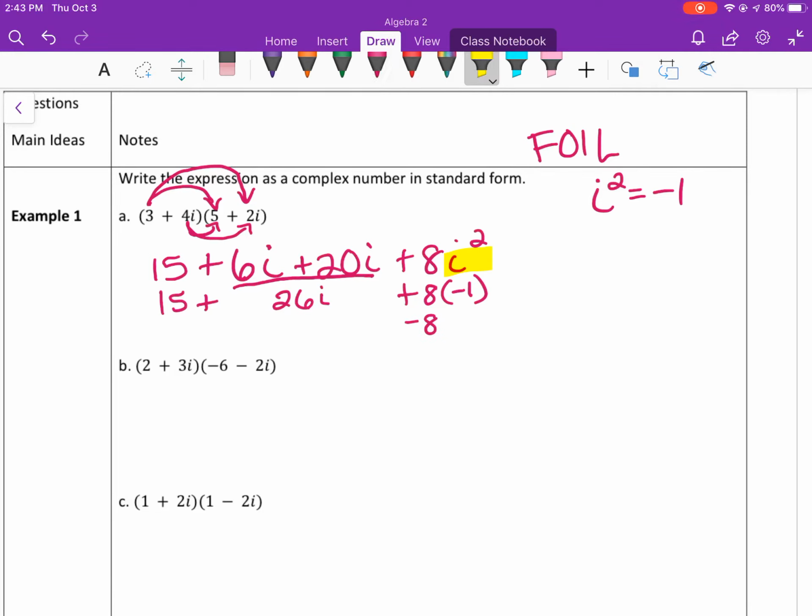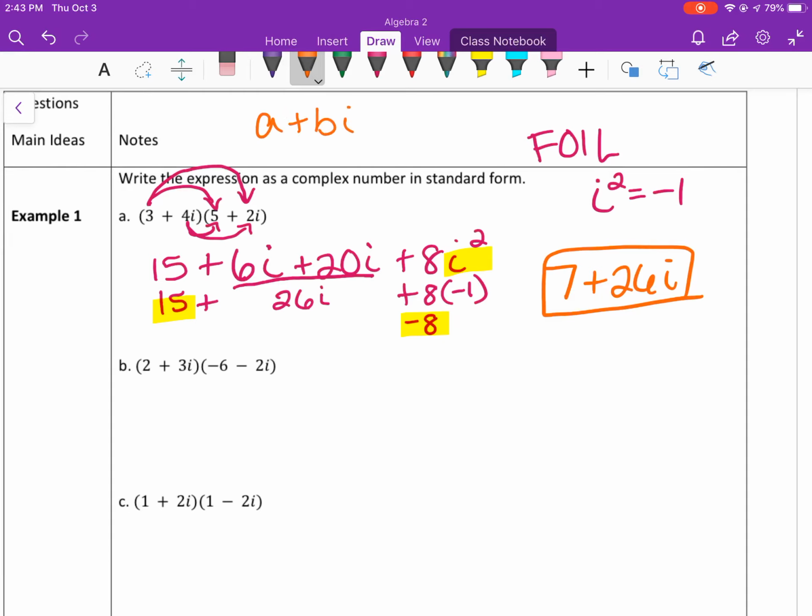So then I can combine the real numbers. 15 plus -8 is 7. So we're going to have 7 plus 26i as my final answer. So I combined like terms, I changed my i squared to -1, and then I combined like terms again with the real part. And I want to write it in standard form, which is a plus bi. So the real part comes first, and then the imaginary part.